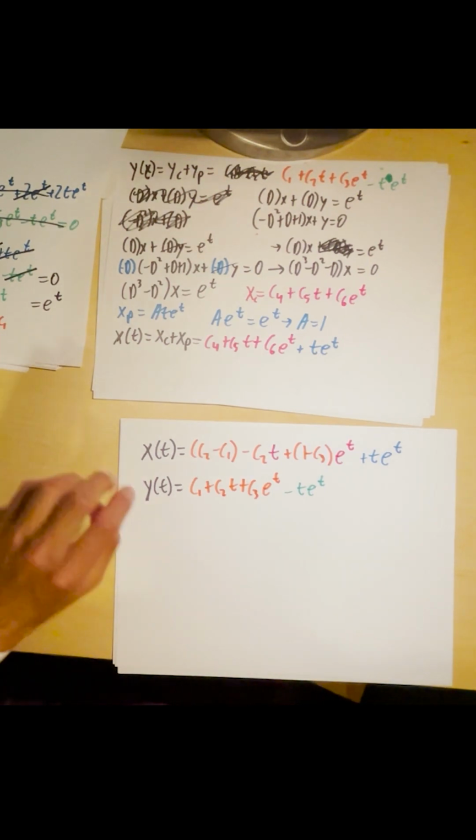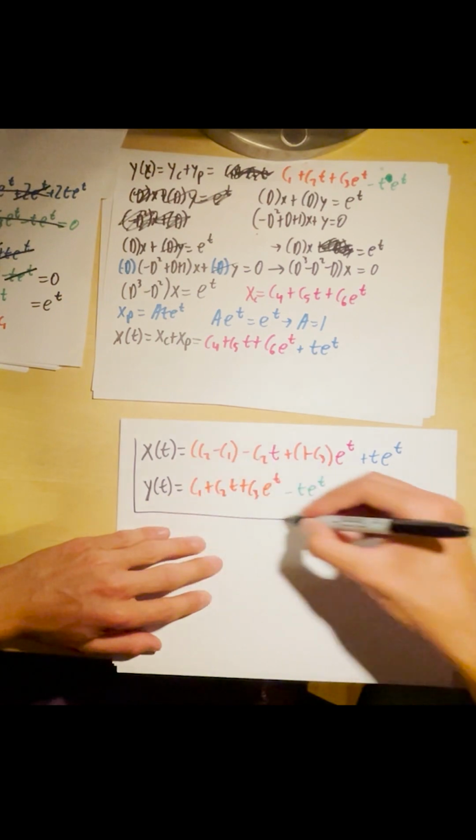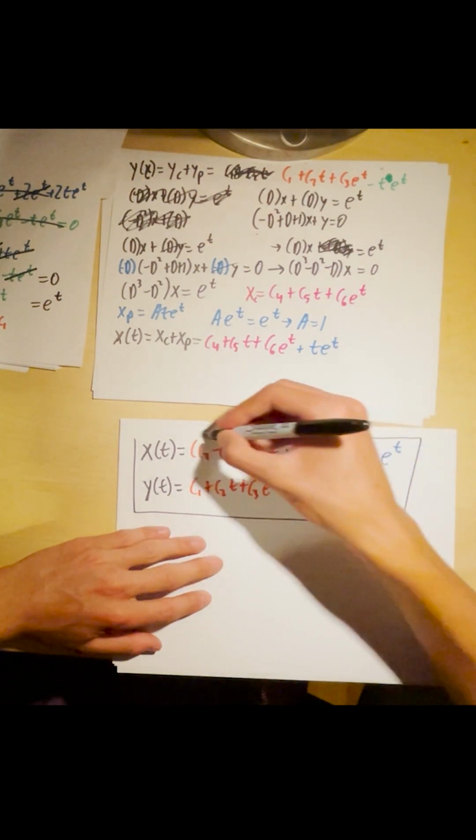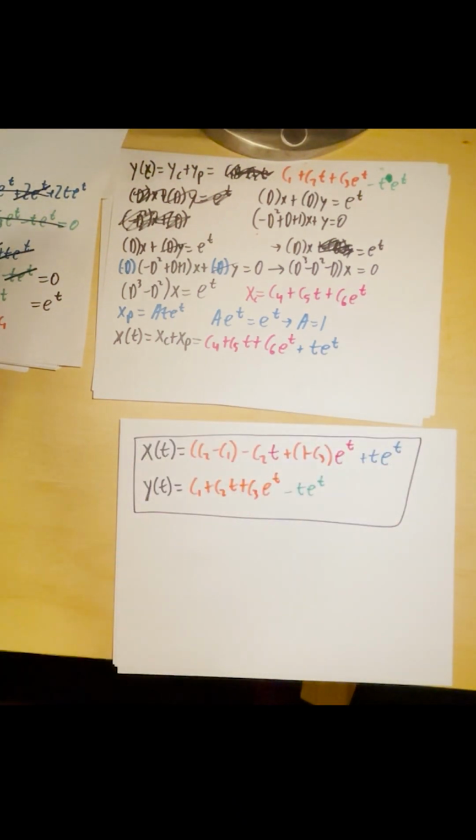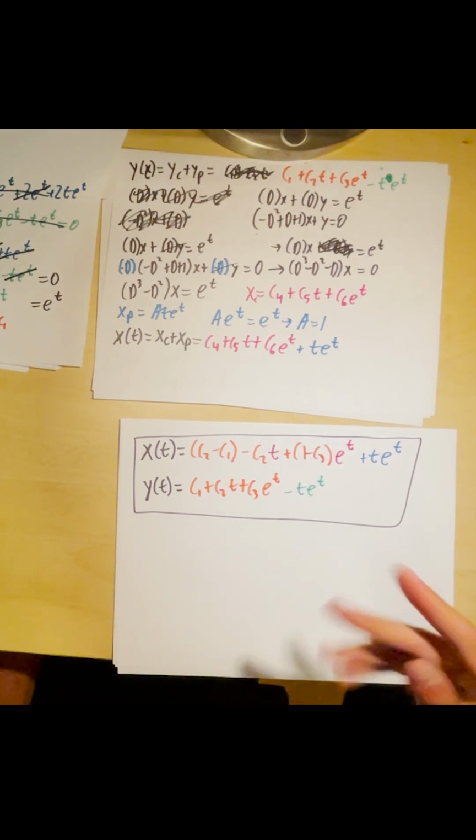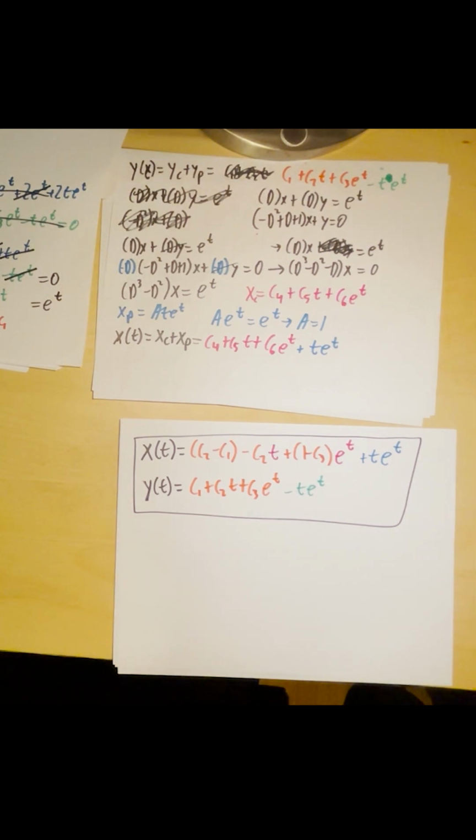And this is our solution to the differential equation. If you found C1, C2, and C3 in terms of C4, C5, and C6, that's fine. If you solve for x first, you're going to have the constants flipped as well, but it all means the same thing, same answer.